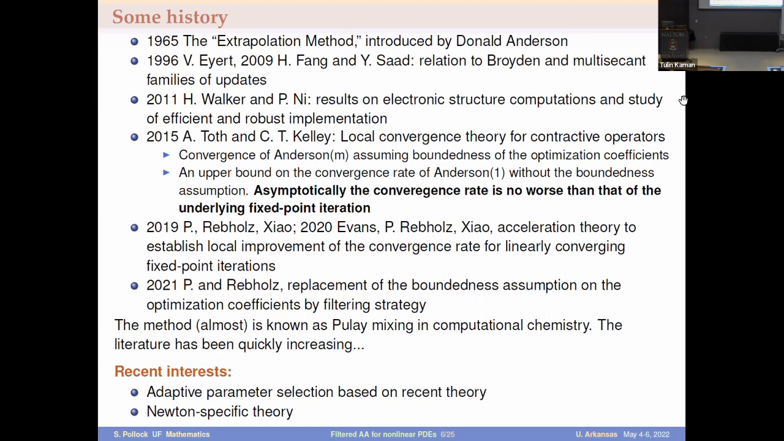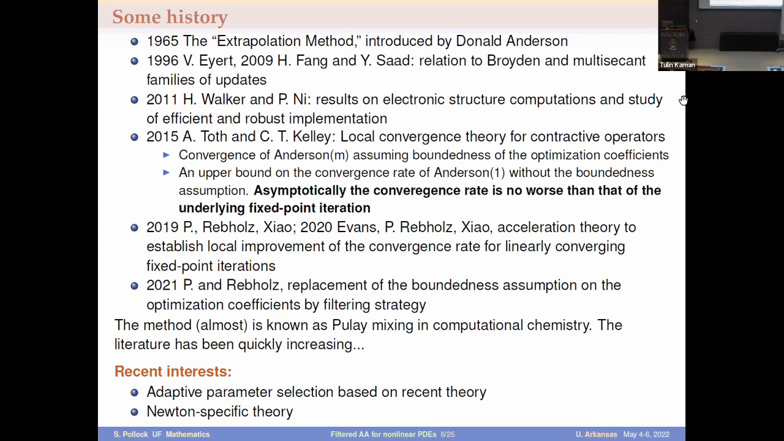And I think it's this paper that really brought a lot of popular attention to the method that we're currently seeing. So about 50 years after this method was introduced, we actually got the first convergence analysis. And this is by Tim Kelley and his student at the time, Alex Toth. And they showed local convergence for contractive operators. Now for m greater than 1, they assumed a boundedness of the optimization coefficients. And this became a rather standard assumption.